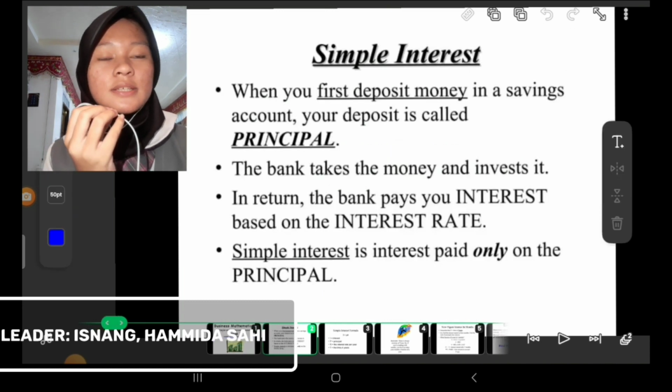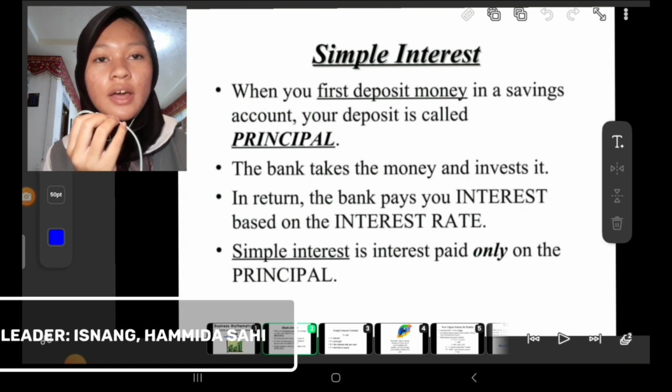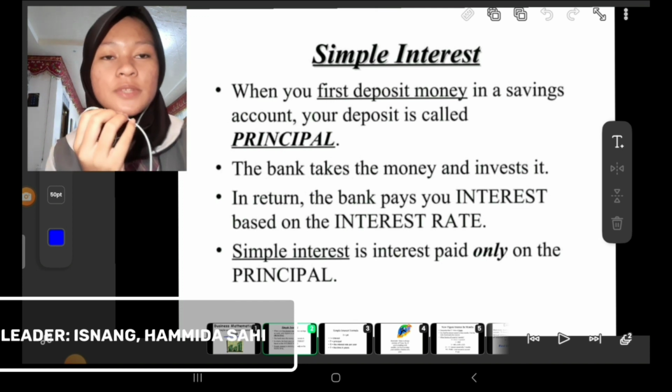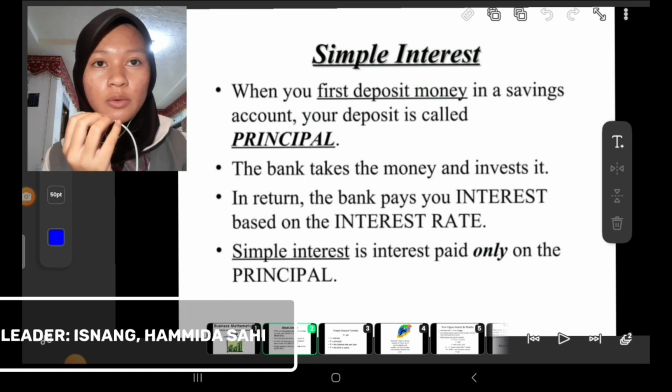Simple interest is when you first deposit money in a savings account. Your deposit is called the principal. The bank takes the money and invests it. In return, the bank pays you interest based on the interest rate. Simple interest is interest paid only on the principal. So, the interest is something that grows, like it gives birth to more. It's a reward for you keeping your money with the bank.